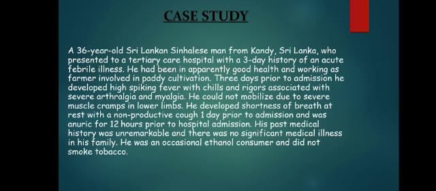Three days prior to the admission, he developed a high spiking fever with chills and rigors associated with severe arthralgia and myalgia. He could not mobilize due to severe muscle cramps in the lower limbs. He developed shortness of breath at rest with a non-productive cough 1 day prior to admission and was anuric for 12 hours prior to hospital admission. His past medical history was unremarkable and there was no significant medical illness in his family, although he was an occasional ethanol consumer and did not smoke tobacco.